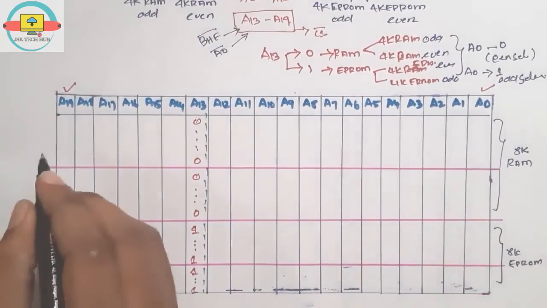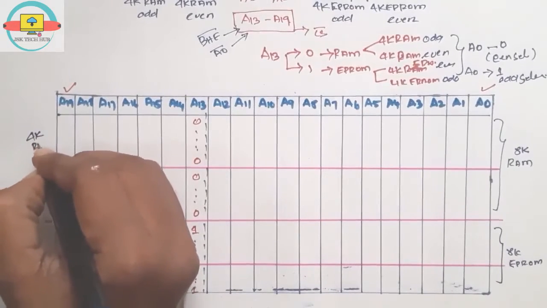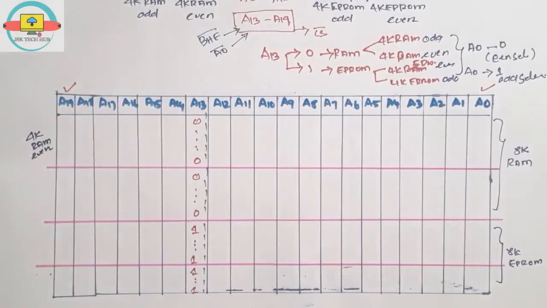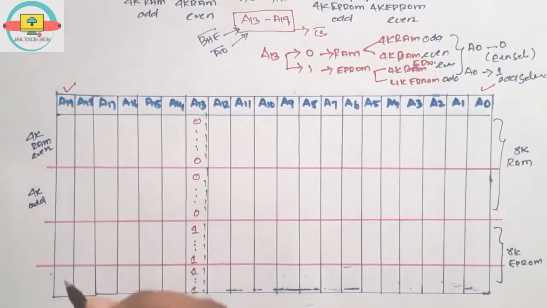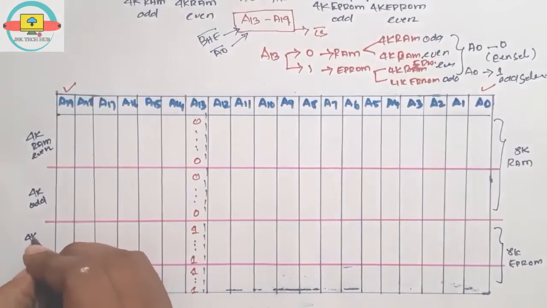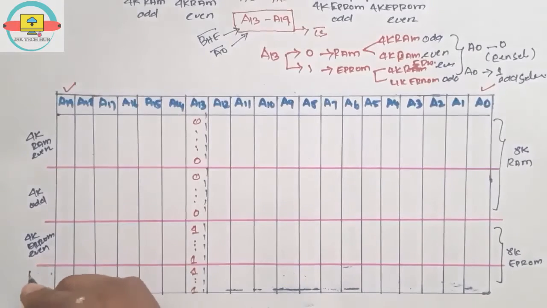In the right corner, the first segment is for the 4K RAM memory even bank and the second one is the 4K RAM for the odd bank. Similarly, the 4K EEPROM even bank and the 4K EEPROM odd bank.